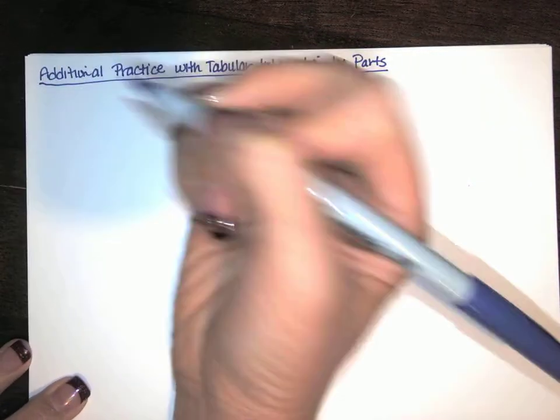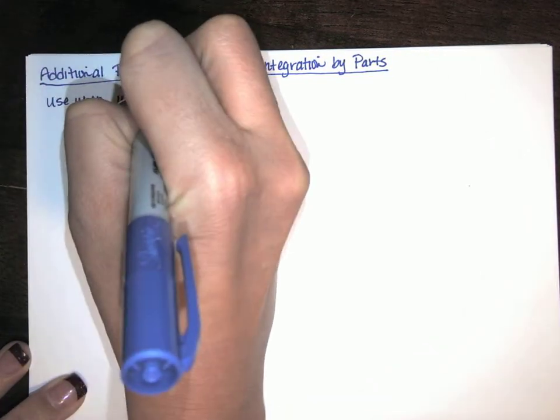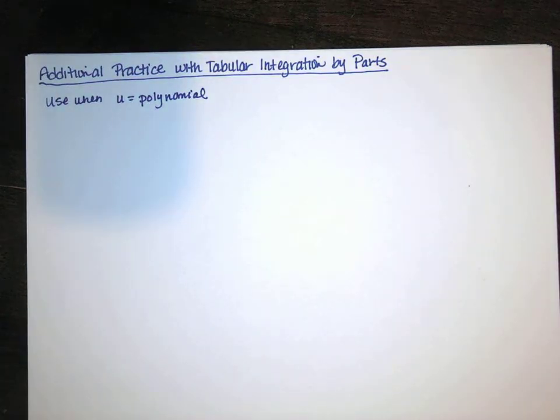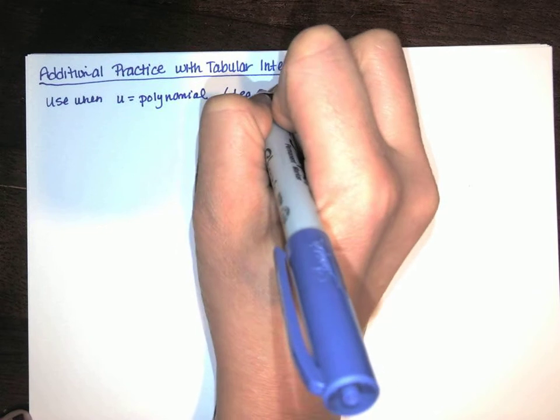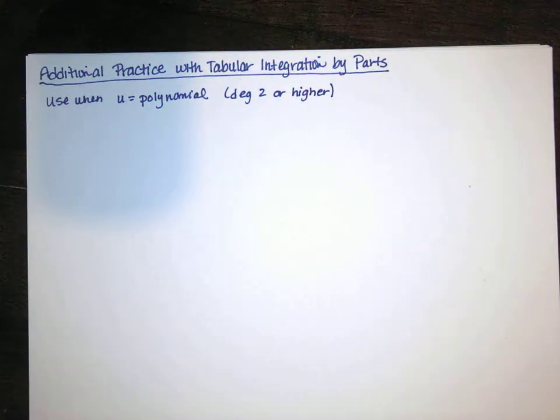This video is to show you 3 additional example problems of tabular integration by parts. There is another video that shows you when to use integration by parts, why it works, and how to use it. I will give you just briefly that we use tabular integration by parts when u is equal to a polynomial, and it's especially useful when u is a polynomial of degree 2 or higher. It works for degree 1 as well, but it's especially useful in the case where it's degree 2 or higher because it saves you some work.